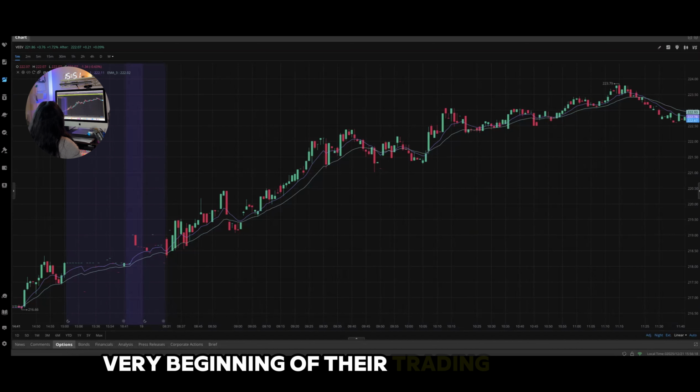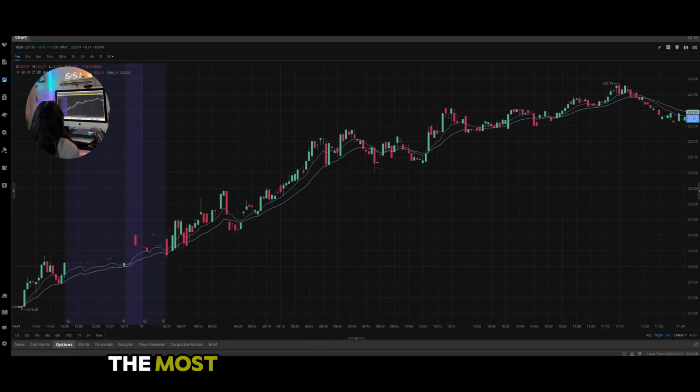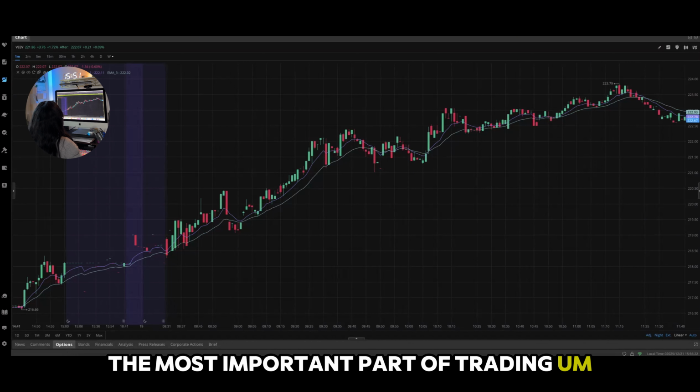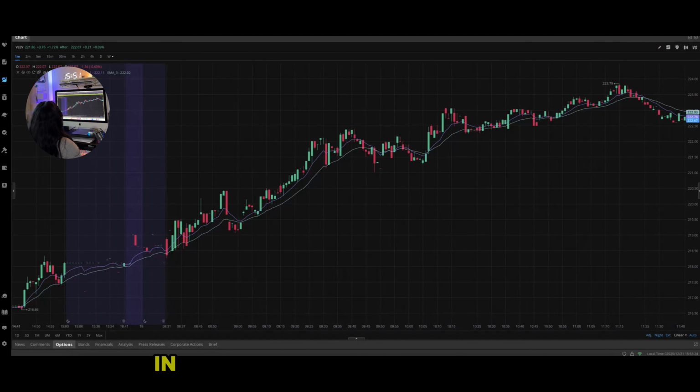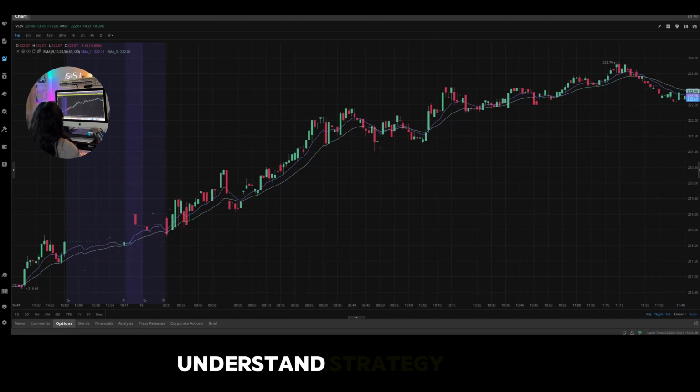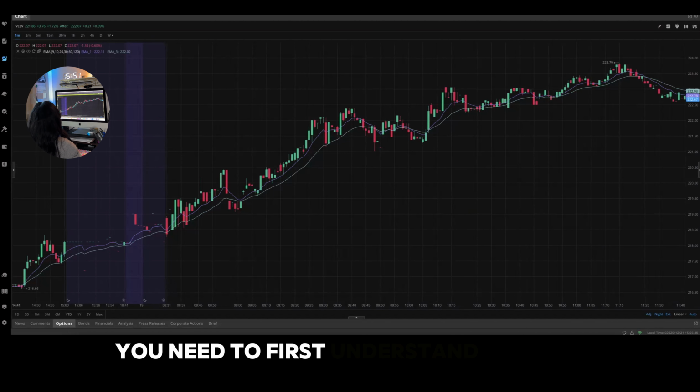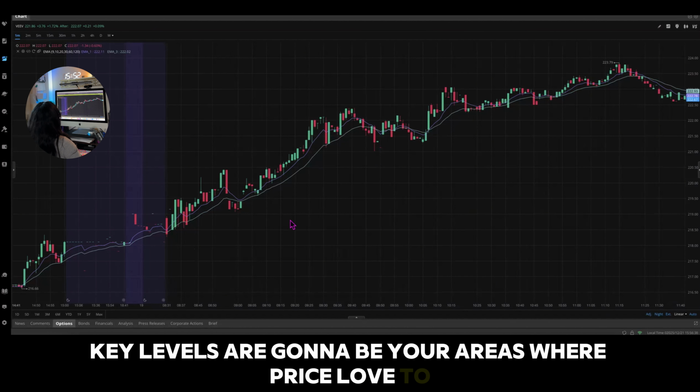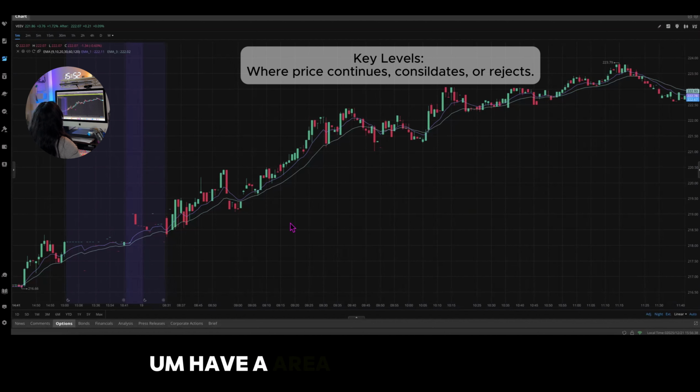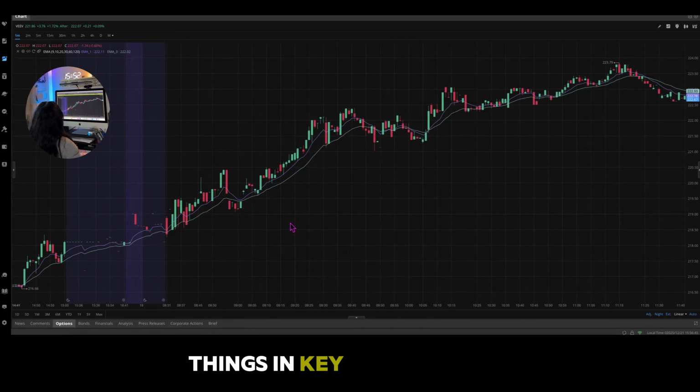Very beginning of their trading journey, because they are skipping the most important part of trading. The strategy is important. In order for you to understand strategy, you need to first understand this. Key levels are going to be your areas where price loves to have an area of consolidation, continuation, or a reversal. Okay, so they do those three things in key levels.